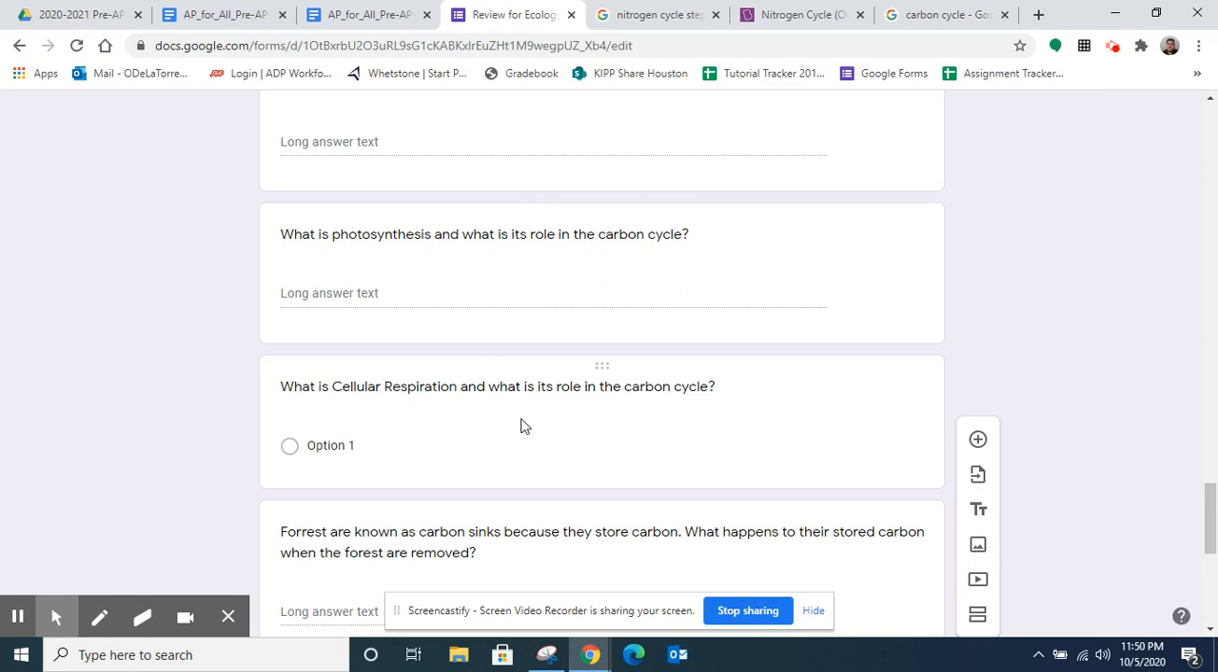Now, what is cellular respiration and what is its role in the carbon cycle? So cellular respiration is breaking the sugar for energy. Its role in the carbon cycle is to release the carbon back into the air. So cellular respiration is breaking that sugar that we made in order to release energy, and it's going to release the carbon back into the air. And that's how we have a full loop.